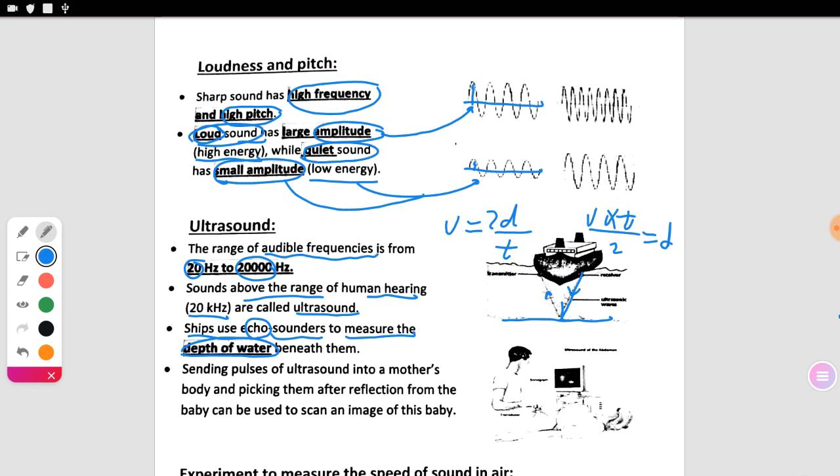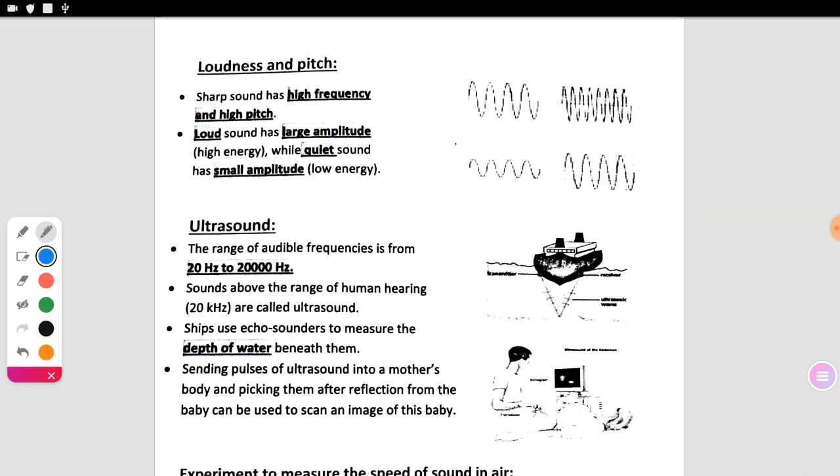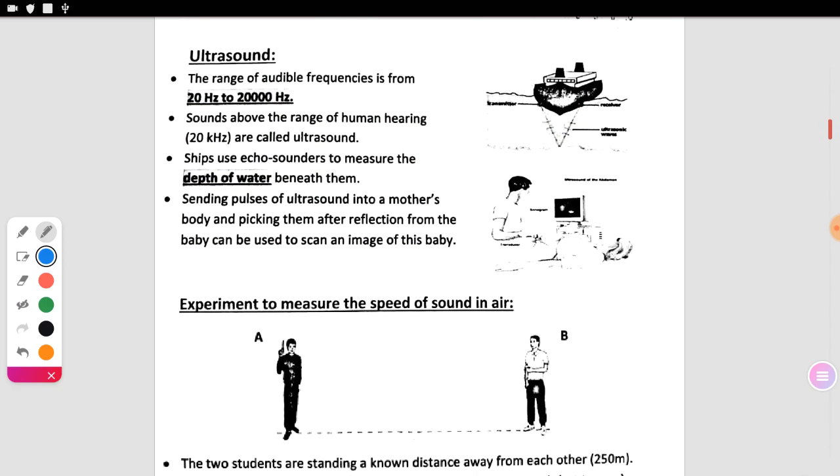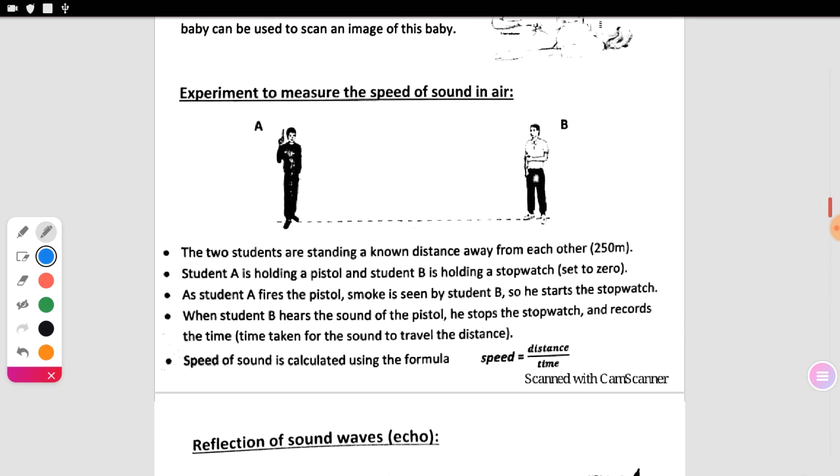Sending pulses of ultrasonic into a mother's body and picking them up after reflection from the baby can be used to scan an image of the baby. We can form an image of this baby.